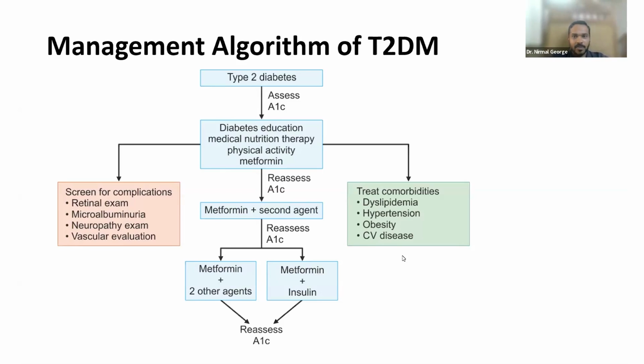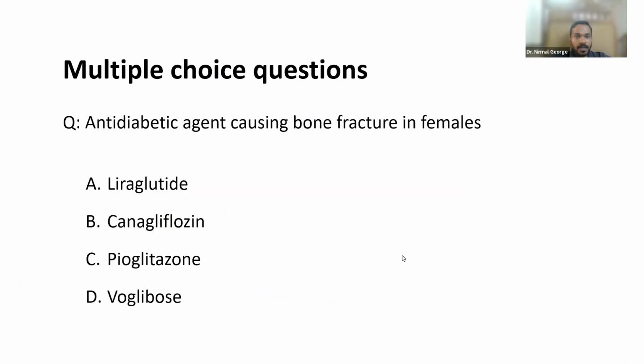So I have some MCQs for you based on today's session. These are previous year's questions for INI-CET. So you can answer in the chat box. Anti-diabetic agent that causes bone fracture in females. A. Liraglutide. B. Canagliflozin. C. Pioglitazone. And D. Voglibose. Yes, pioglitazone. Pioglitazone produces bone fractures, especially in females.